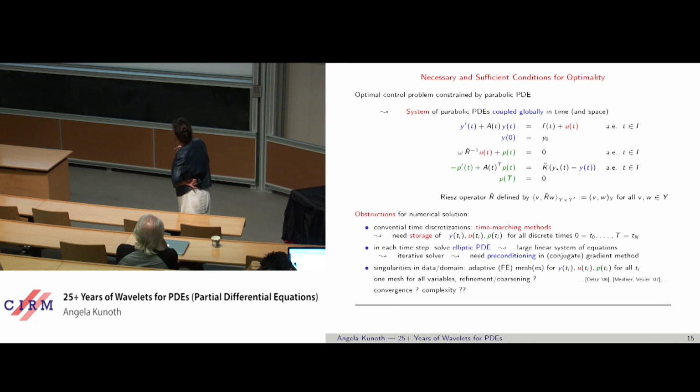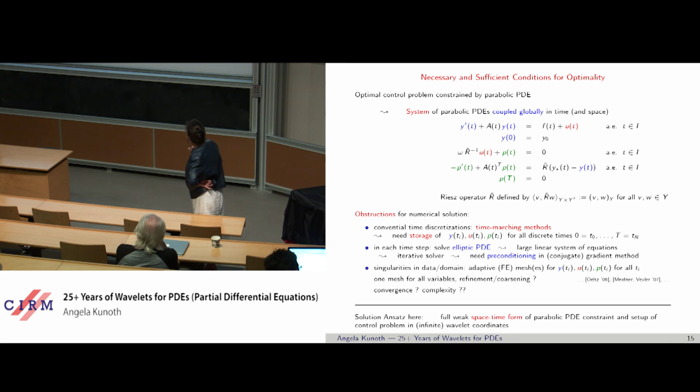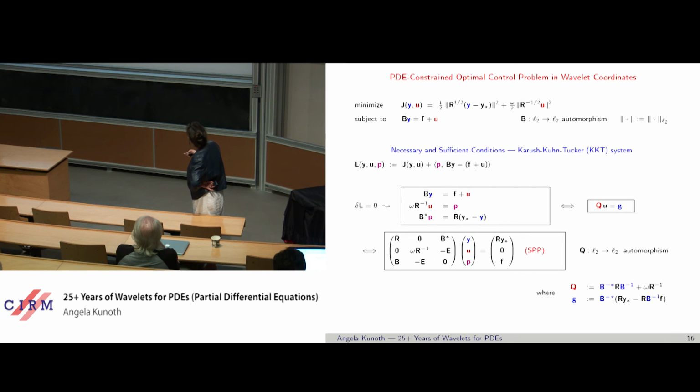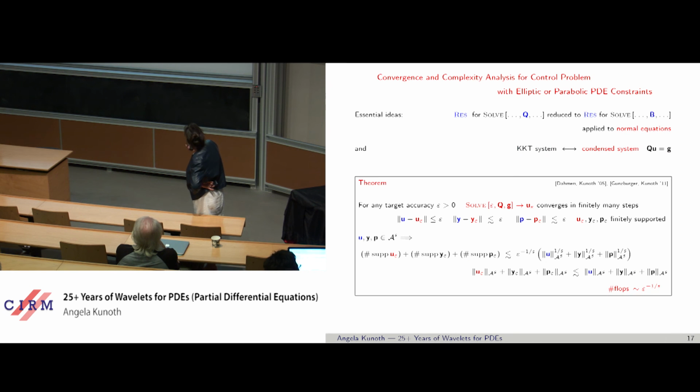If you do time stepping, if you do adaptive finite elements, the question is how do you choose the meshes for the different variables. And here we also have a good approach to use the full weak space-time form, set up the control problem in infinite wavelet coordinates, and then you can also prove these kind of optimal complexity estimates, which is a little bit more messy because now you have 3 variables, a coupled system of PDE, but it's okay.